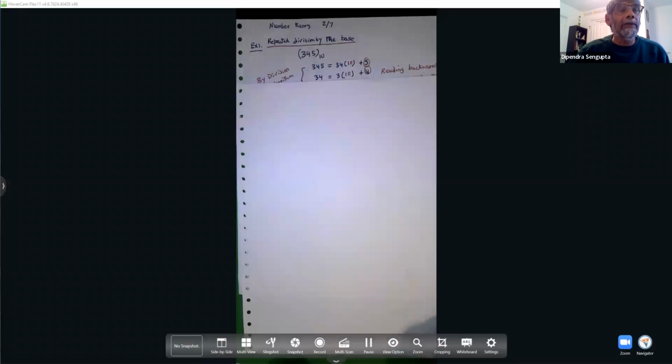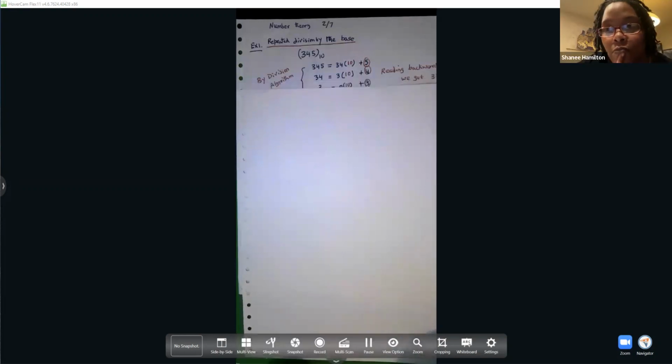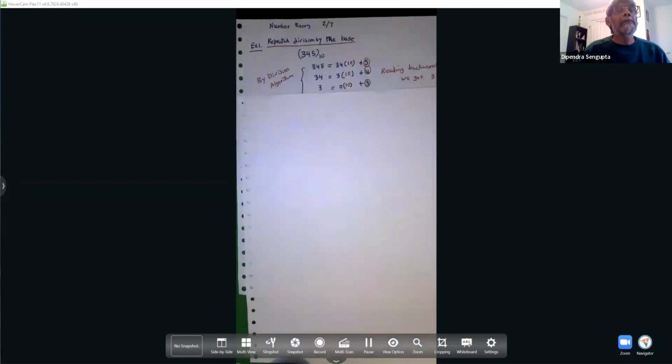What is the quotient here? 3. So I have to divide 3 by the base, that's 10, right? But how many times does 10 go into 3? 0 times. And the remainder is? 3.